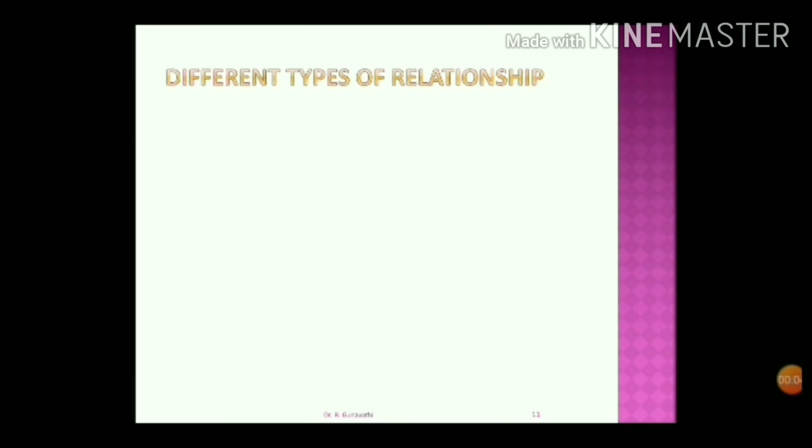Today we are going to discuss relationship, degree of relationship, different types of relationship, etc. Relationship. A relationship represents an association among entities. A relationship is represented by a diamond-shaped box.